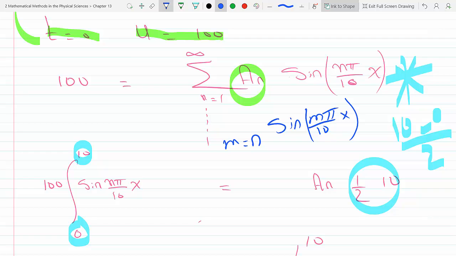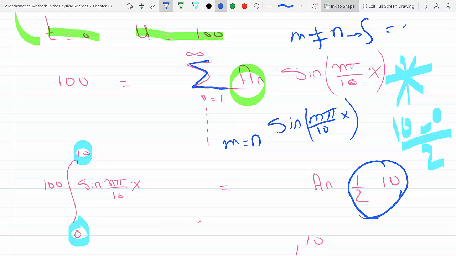And that's when you're going to get sine squared, and that's when the answer will be the length of the interval over 2, which is 10 over 2. So only one of those summation terms will survive. Every other term, when you multiply it by sine m pi x over 10, where m does not equal n, and you integrate, the answer will be 0. This is what I'm trying to say. The only one that will survive is when m equals n, and you will get 10 over 2.